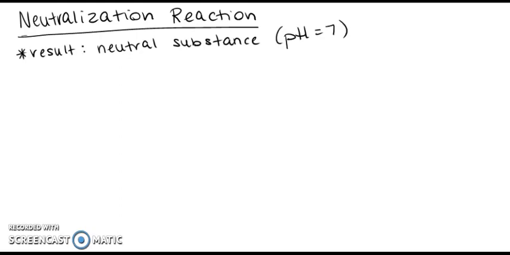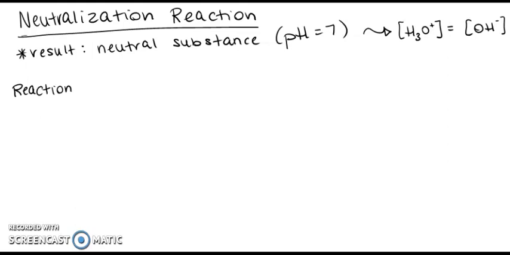So there's one type of reaction we didn't talk about in our types of reaction video. This is known as the neutralization reaction. The result of a neutralization reaction is that there is a neutral substance, or it has a pH of 7. In other words, the concentration of hydronium ions is the same as the concentration of hydroxide ions. So let's look at the reaction.